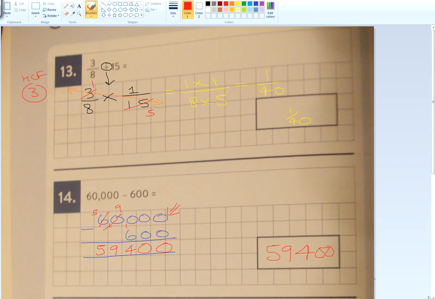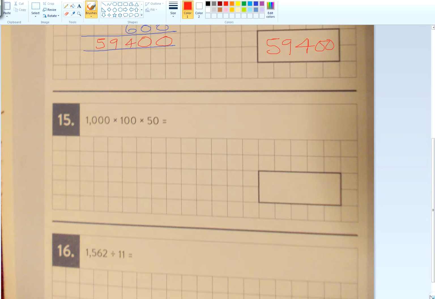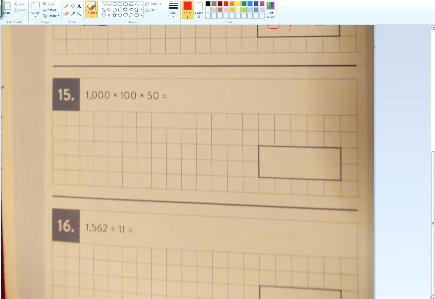Let's try a thicker pen. Any more on this page? Yes, we have more. Now, it's got 1,000 times by 100 times by 50. So let's just rewrite the question as 50 times by 100 times by 1,000.